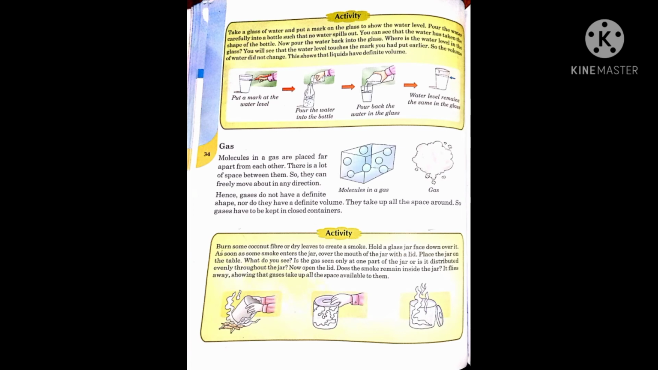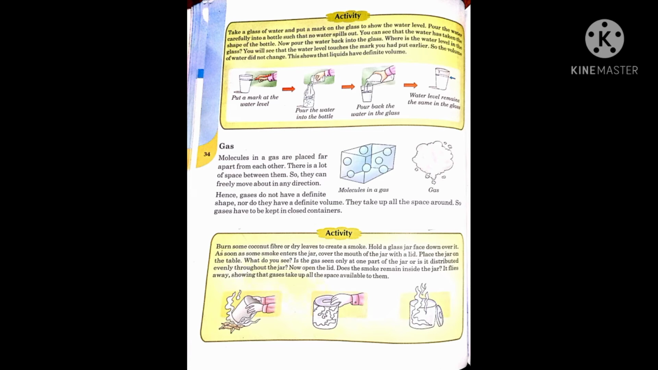Next we have an activity. Burn some coconut fiber or dry leaves to create smoke. Hold a glass jar face down over it. As soon as some smoke enters the jar, cover the mouth of the jar with a lid. Place the jar on the table. What do you see? Is the smoke seen only at one part of the jar, or is it distributed evenly throughout the jar? Now open the lid. Does the smoke remain inside the jar? It flies away, showing that gases take up all the space available to them.